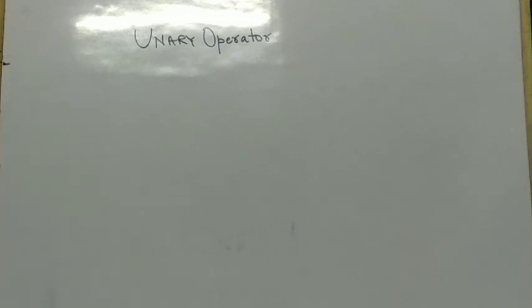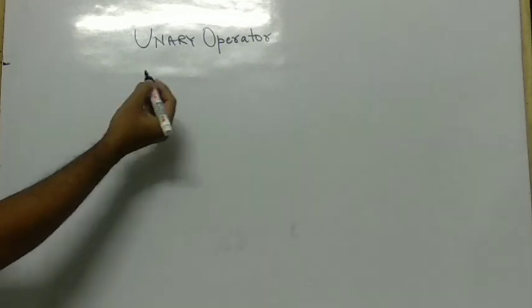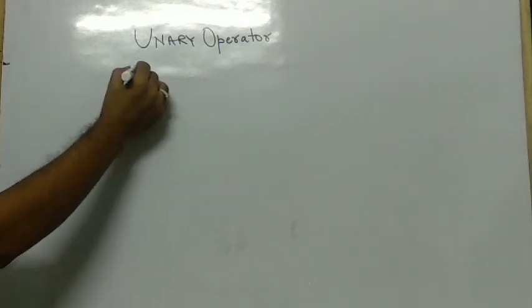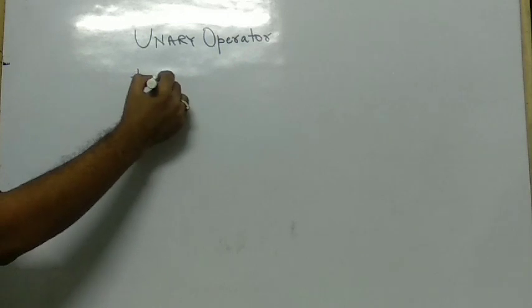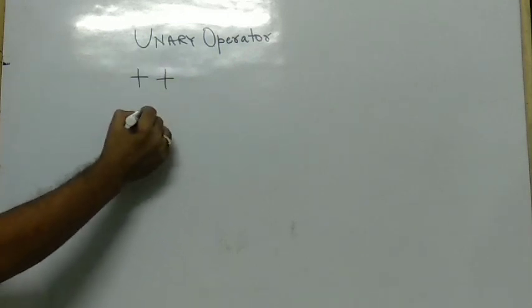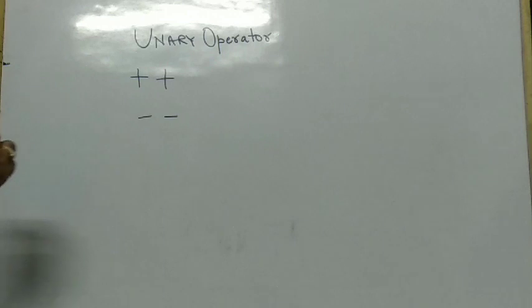So this operator contains two symbols. One is plus plus and the second one is minus minus. Plus plus and minus minus. Depending upon the position of these operators, we divide this unary operator into two parts, that is pre and post.